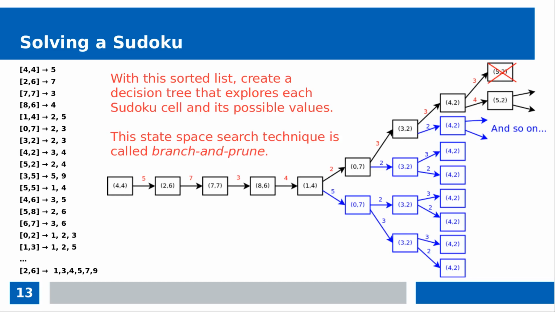And as you can see, from cell 4,4 all the way down to cell 1,4, there's only one possible value for each of those. So we just only explore one branch for all those, going 4,4 is 5, 2,6 is 7, 7,7 is 3, etc. When we get to cell 1,4, we then have two possible paths to take, one exploring it being 2, another one exploring it being 5. And so on the 2 branch, then we'll explore cell 0,7 being 3 or 2, and then cell 3 or 2, we'll explore it being a 3 or 2 again, because those are the possible values, etc.